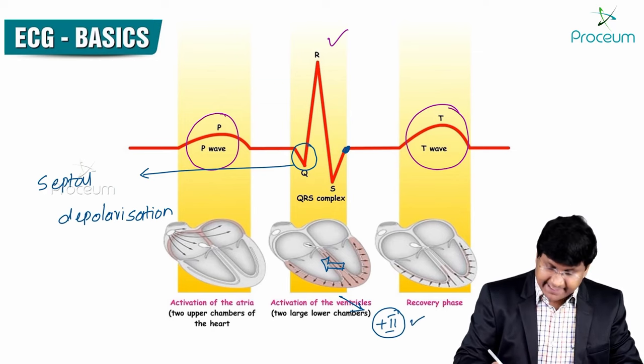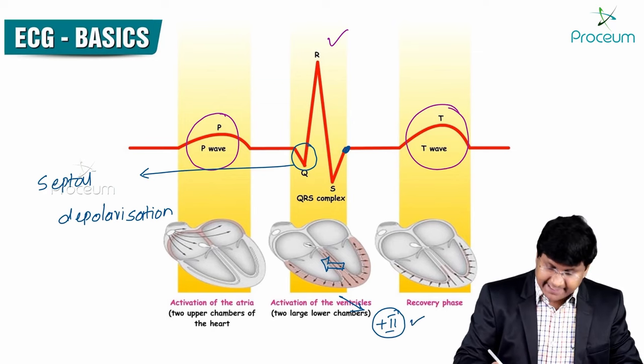Now, what you should know is, sir, you have said 12 leads are there. Which particular lead is representing which surface of the heart? Let me just show you that.